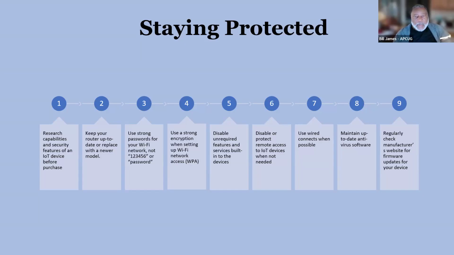Disable unrequired features and services that are built into devices, such as I mentioned earlier, such as location. That might be something that you want to look at carefully. And you want to disable or protect remote access when it's not needed. For the best experience, if you can possibly use a wired connection, use it. If not, you need to have very good Wi-Fi to keep the device online. You want to maintain up-to-date antivirus software. And then again, regularly check your manufacturer's website for firmware updates for that particular device.